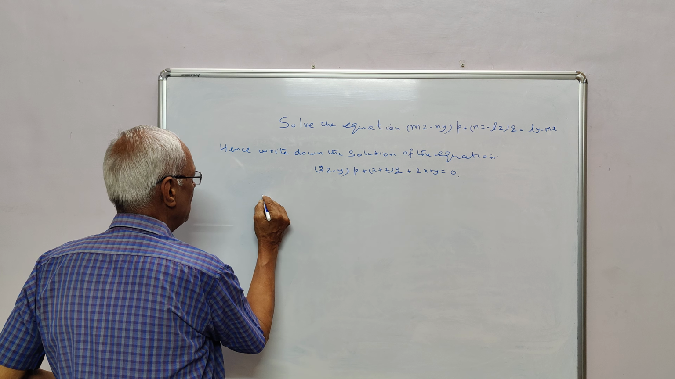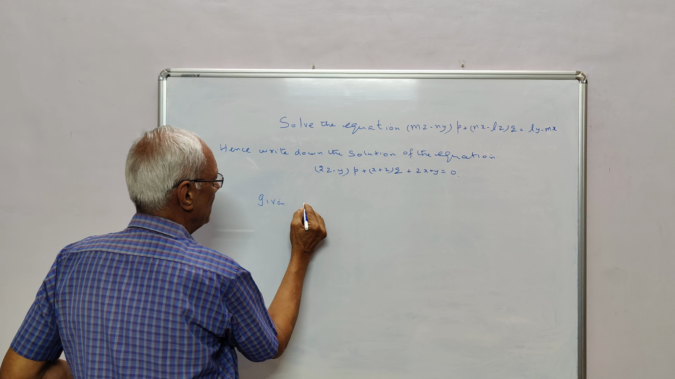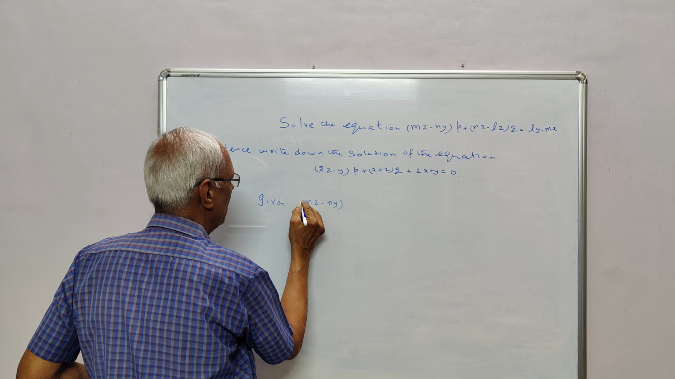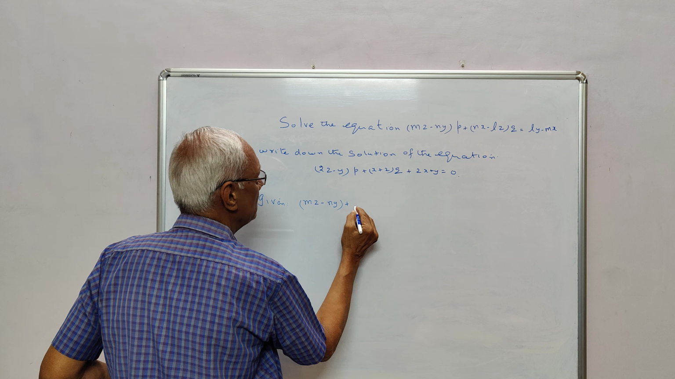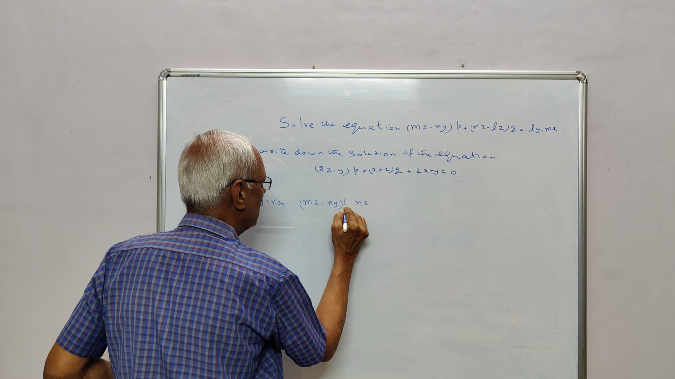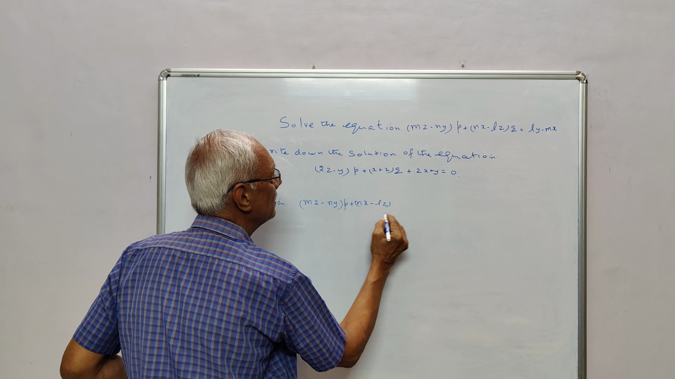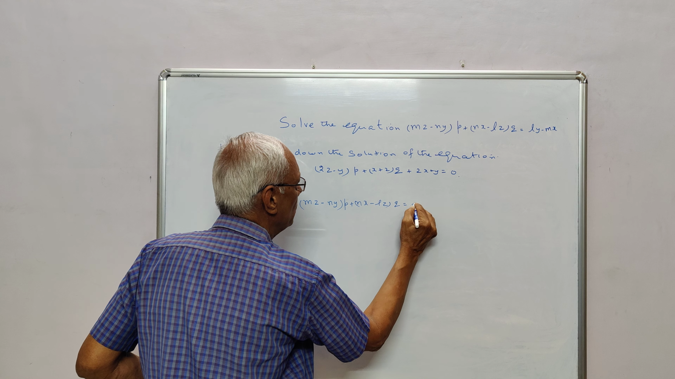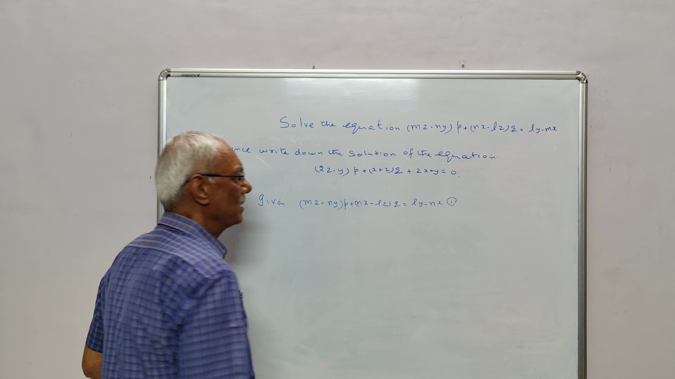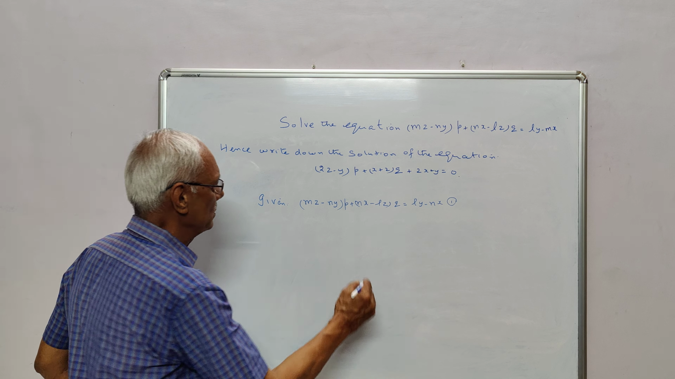Given, what is given here? (mz minus ny) p plus (nx minus lz) q is equal to ly minus mx. This is what we are given, and this is nothing but the Lagrange's equation.